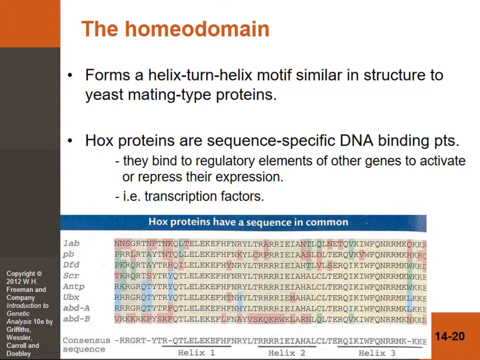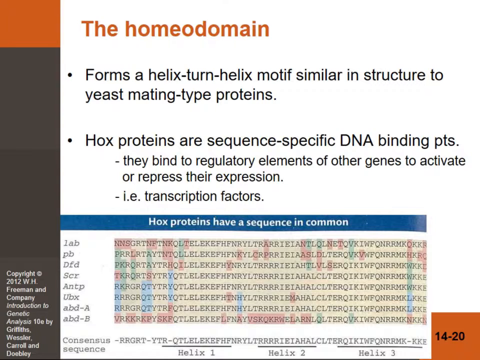So this was found to form what they call a helix turn helix motif, which is very similar in structure to yeast mating type proteins. This suggested that Hox proteins are sequence-specific DNA binding proteins. That is, they're proteins that bind to regulatory elements of other genes to either activate their expression or repress their expression. And this class of DNA binding proteins is generally referred to as transcription factors.